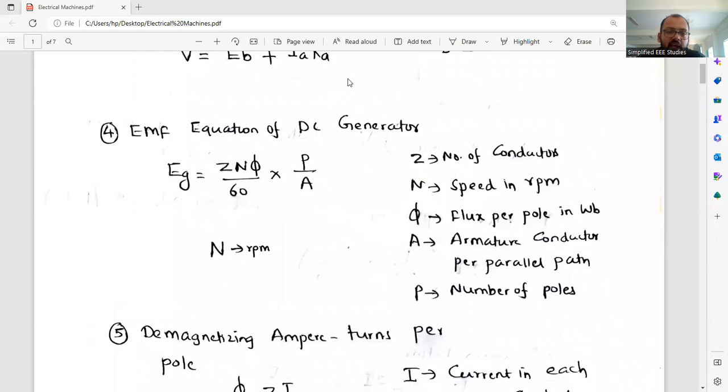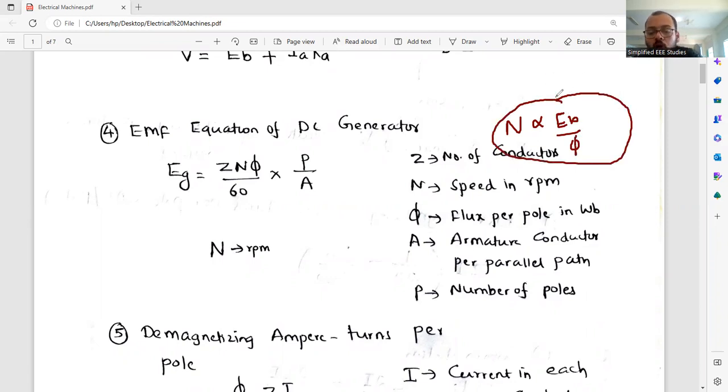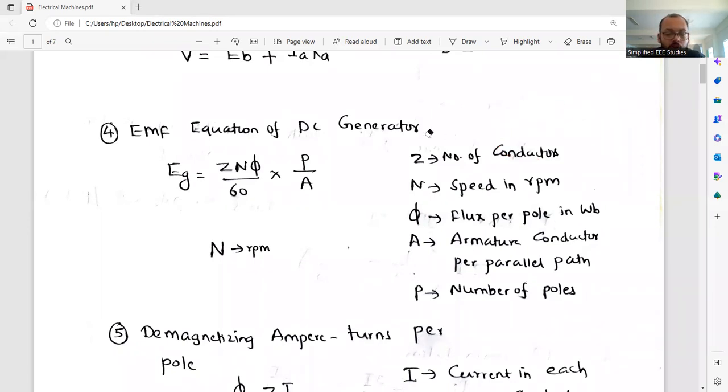Similarly, from this equation, I can write one more form. That is, the speed is directly proportional to EB and inversely proportional to flux: N proportional to EB by phi. Whenever you are plotting the characteristic curve of a motor, this formula is required. That point also you have to remember.